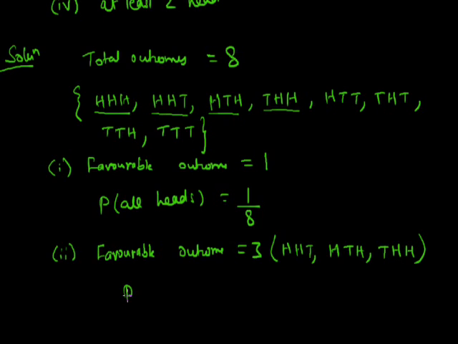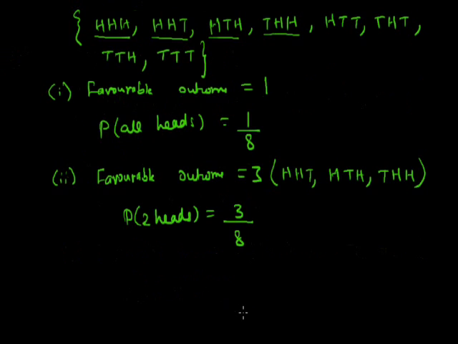So accordingly the probability of getting 2 heads will be equal to favorable outcome, that is 3, divided by the possible outcome, that is 8. So this is our probability of getting 2 heads. Now in the third case it is asked: what is the probability of getting only 1 head.